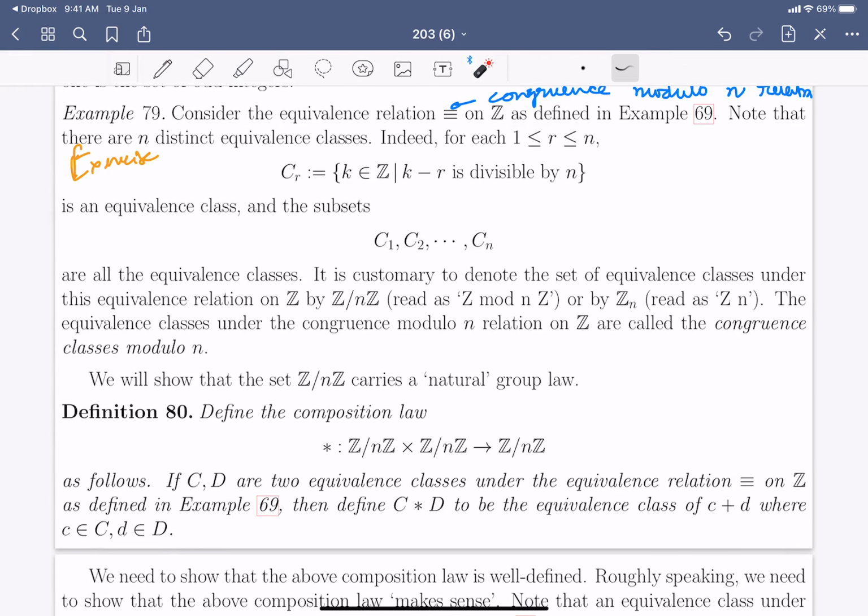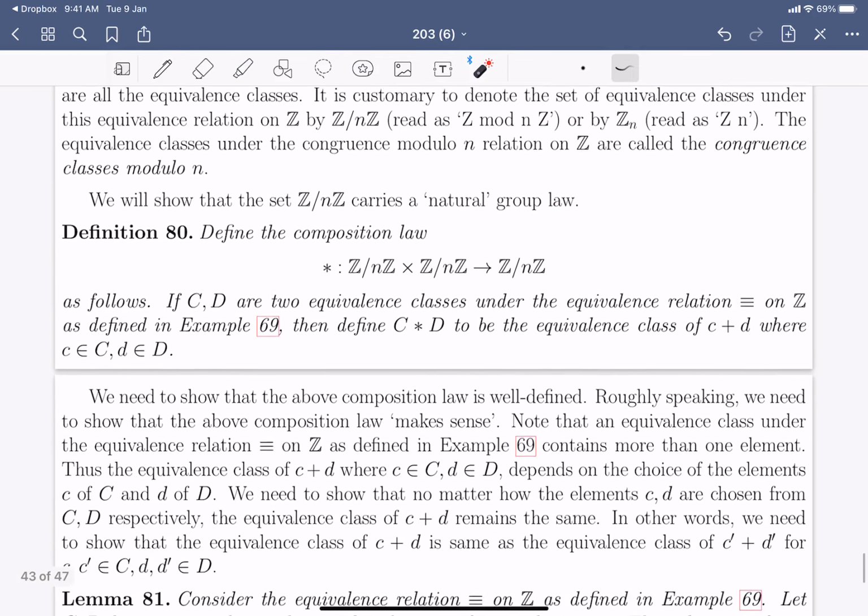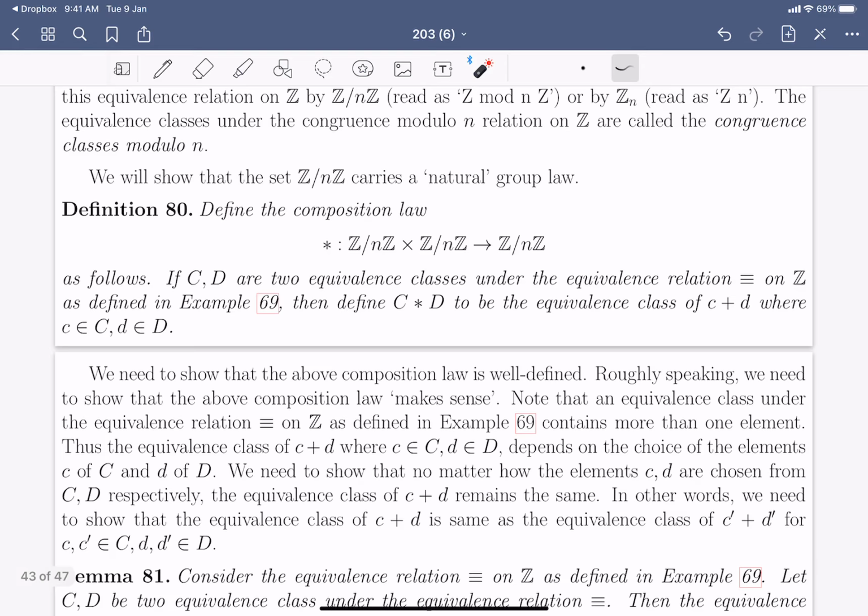Now we'll show that the set of all equivalence classes under the congruence modulo n relation on Z has a natural group law. So let's try to define the group law. We have to have a composition law that is a function from G cross G to G, which in this case has to be from Z mod nZ cross Z mod nZ to Z mod nZ, because we want this set to be a group. So we define this as follows.